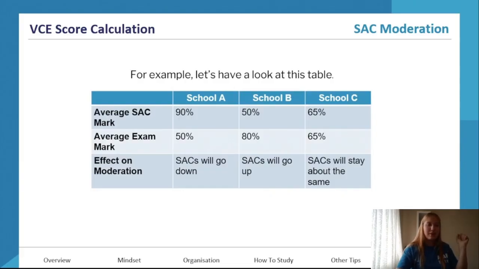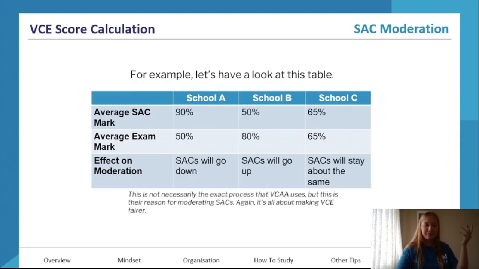So let's have a look at this table. School A: average SAC mark 90%, but the average exam mark was 50%, so their SACs will get moderated down. This will also, of course, in the end have an effect on your ATAR. In School B: SACs 50%, exam marks 80%, so their SACs will get scaled up. In School C: SAC and exam marks are the same, so they will stay about the same.